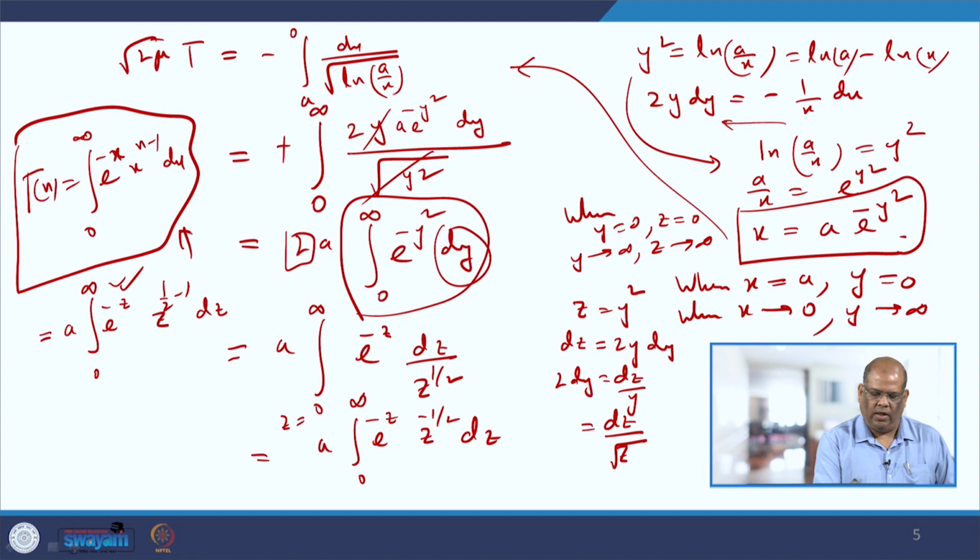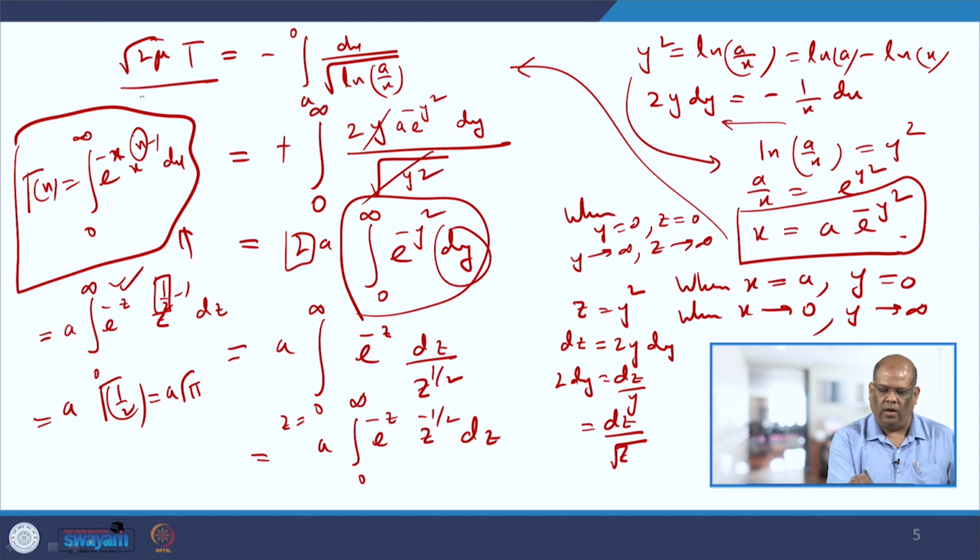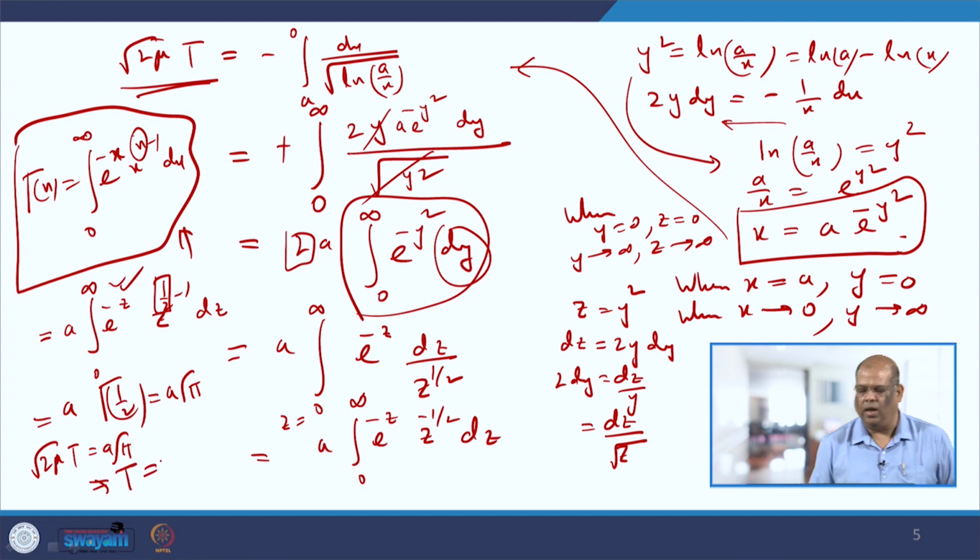So, if I compare these two, I get my n to be half. So, a times gamma half. And if you are familiar with this gamma function, then you know that gamma half is root pi. So, it is a root pi. So, from here root 2 mu t is equal to a root pi, and therefore, the time taken by the particle to reach the origin is a times root of pi by 2 mu.